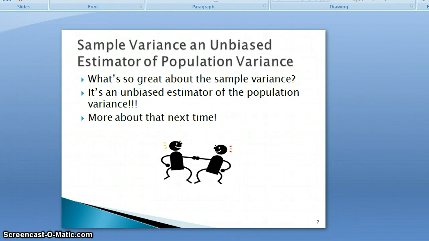What's great is that the sample variance is an unbiased estimator of the population variance. We're going to talk about that more next time though. Hold your excitement.